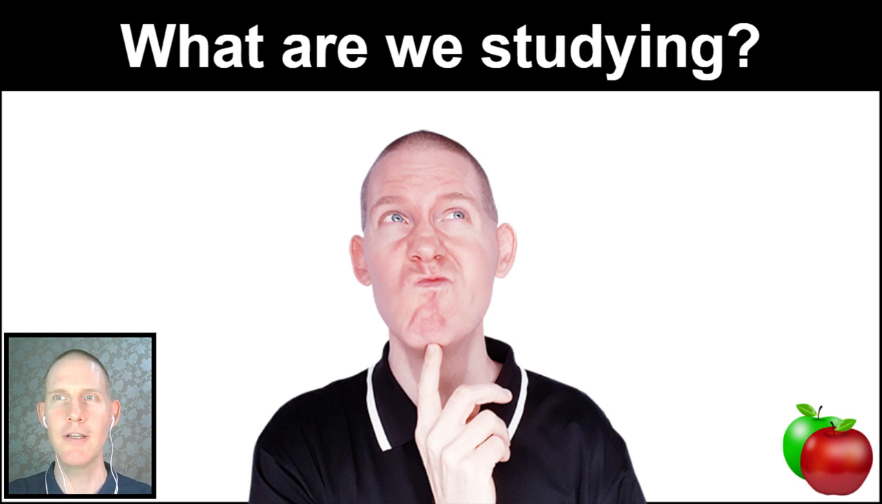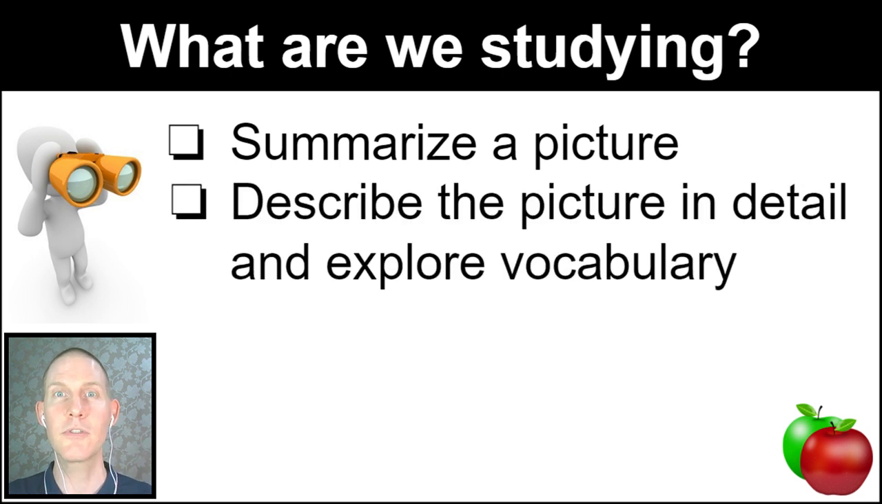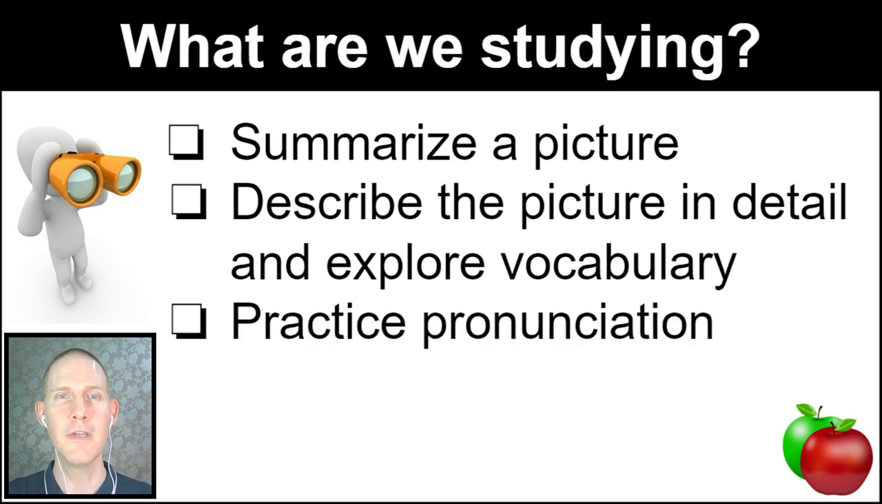What are we studying in this lesson? Well, I'm glad you asked. Today, we are first going to summarize a picture, right? We're going to give you a brief definition, a brief way to explain what's happening in the picture. Then we're going to describe the picture in detail. And as we do this, we're going to explore vocabulary that pops up, to make sure you understand what's going on. Of course, we're going to practice pronunciation, right? This is a great way to improve your pronunciation, and you can repeat after me.